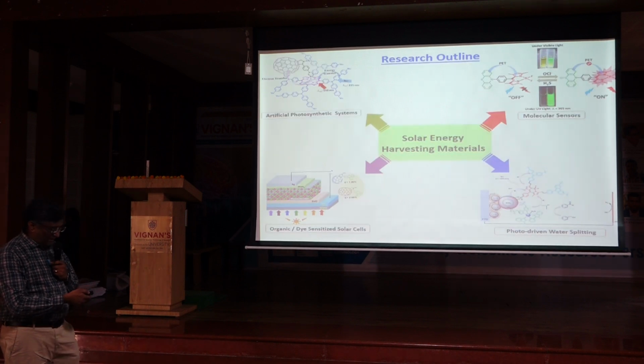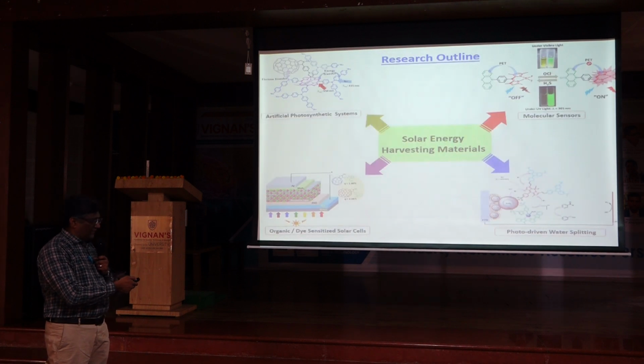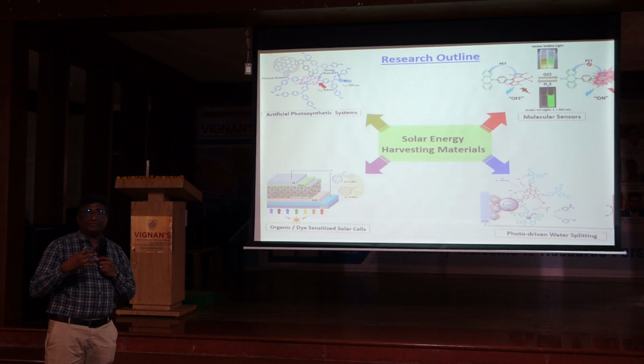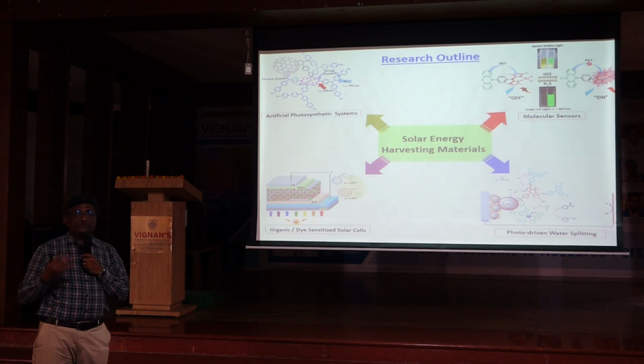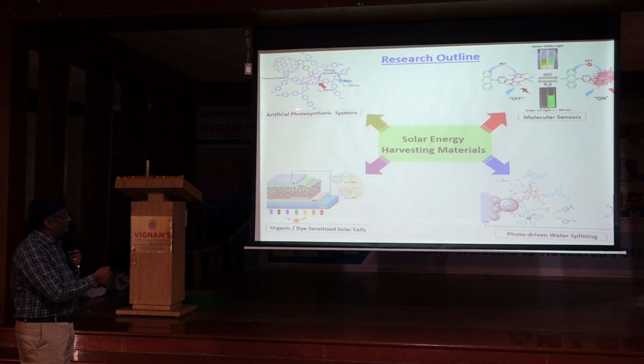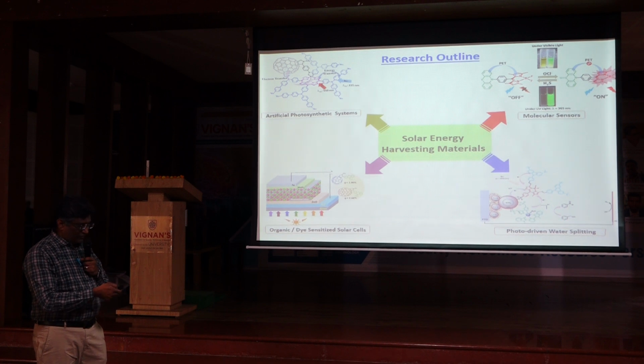So at the end, I would like to summarize by saying that we develop different types of solar energy harvesting materials. The concepts are pretty much the same, which is photo-induced energy transfer or electron transfer. And we make different types of molecules such as artificial photosynthetic systems, molecular sensors, DSSC, and photo-driven water splitting.